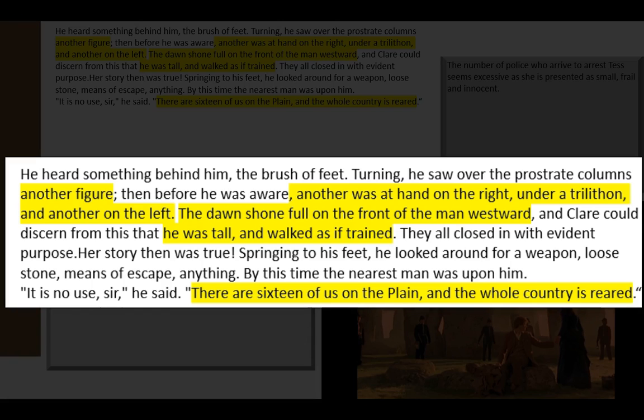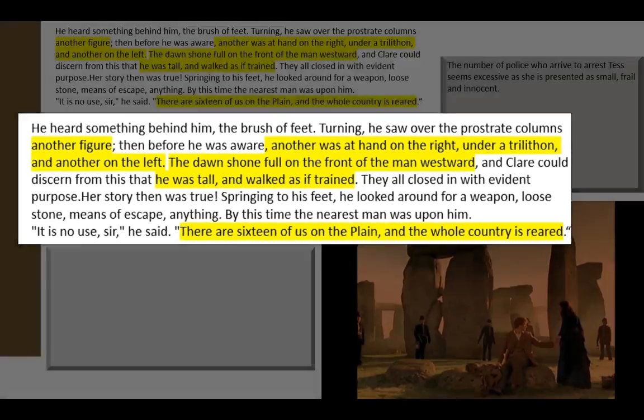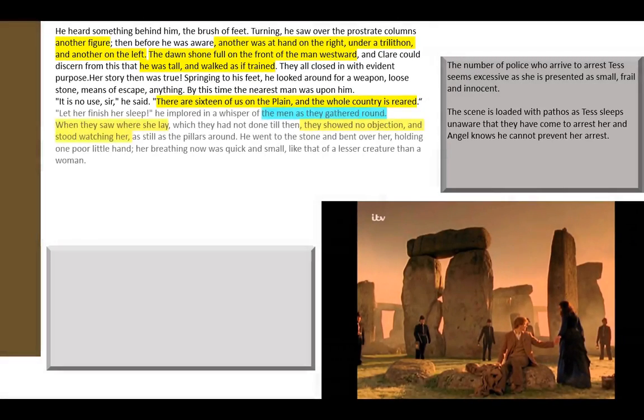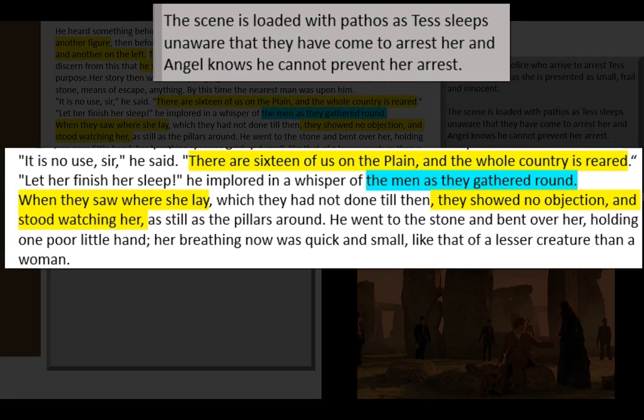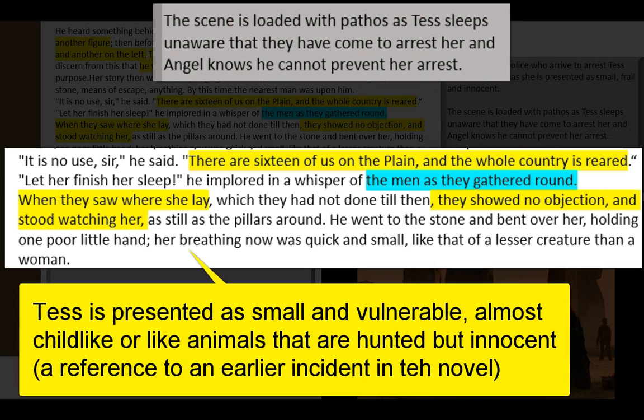So for this one young woman, they've brought out the police in force and the country is all looking for her. It's like she's this dangerous criminal, but she really isn't. Angel asks them to wait until she's finished sleeping, and again this increases that sense of pathos because she sleeps the sleep of the innocent. She's completely unaware that they've arrived, and it's almost like she becomes a child again.